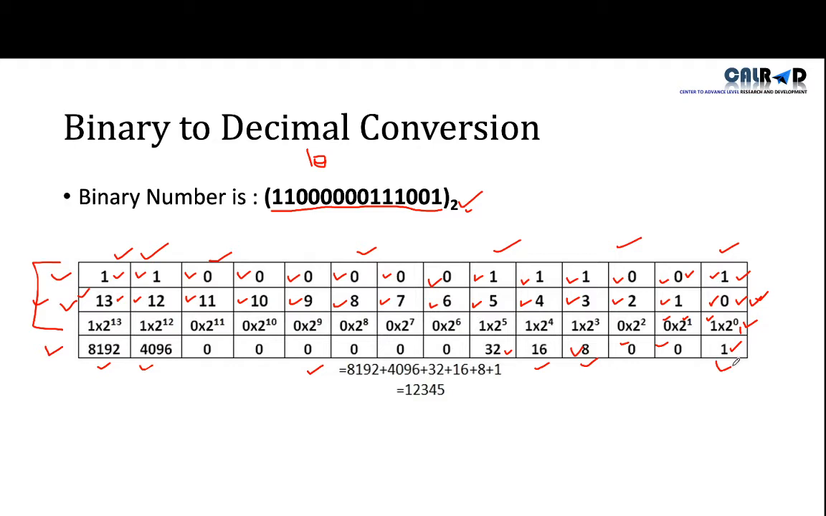What is the base of decimal? That is 10. So how do we solve this? With the help of 5 steps. The first step is to just write the value given to you.